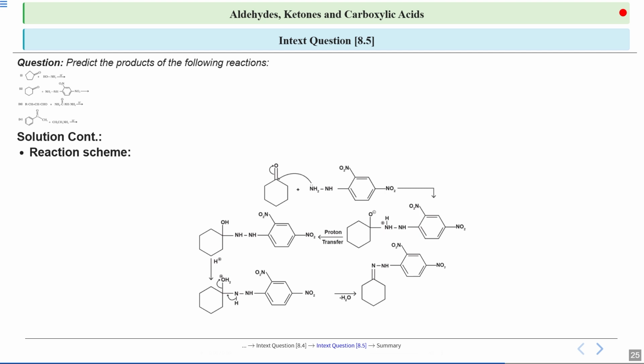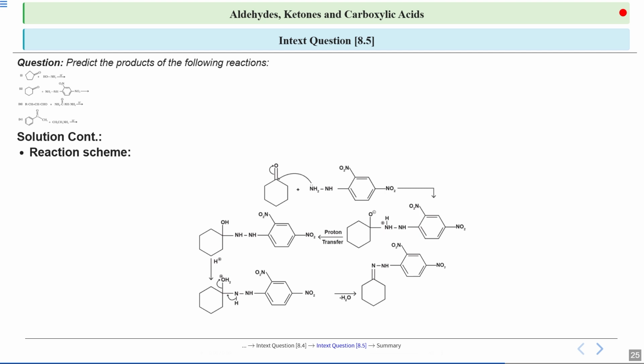So there will be a proton transfer. This nitrogen now has NH and this is OH. In an acidic medium with H plus, this OH becomes OH2 plus, which is a better leaving group. So it will leave when nitrogen with its lone pair forms a carbon double bond nitrogen, and this OH2 leaves from here. Finally, deprotonation will take place to give you a neutral molecule.